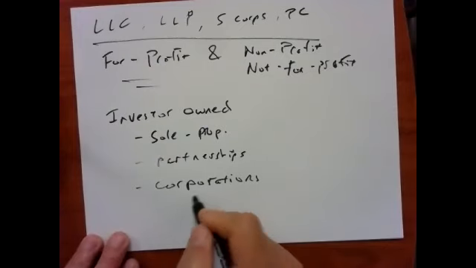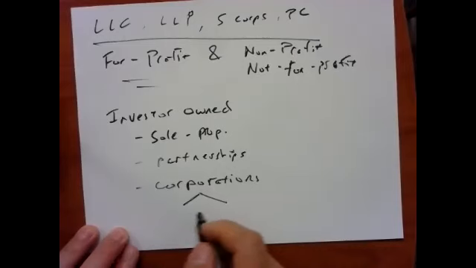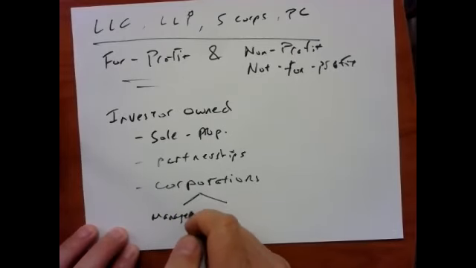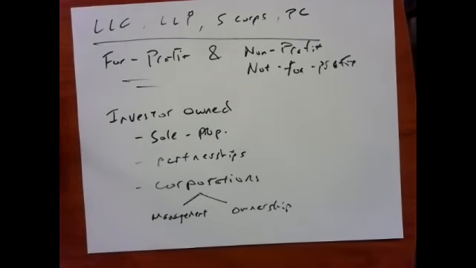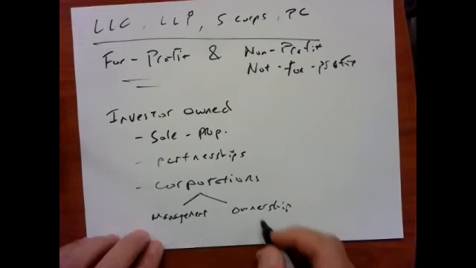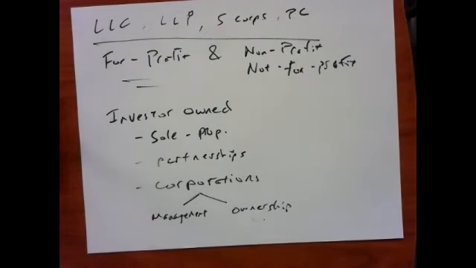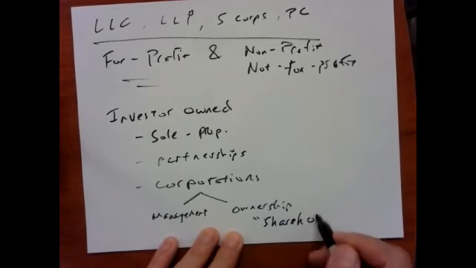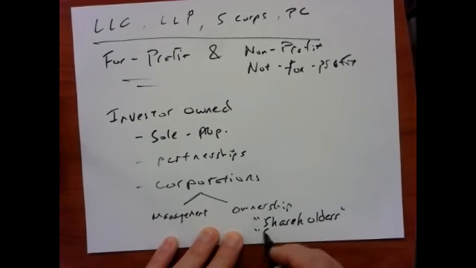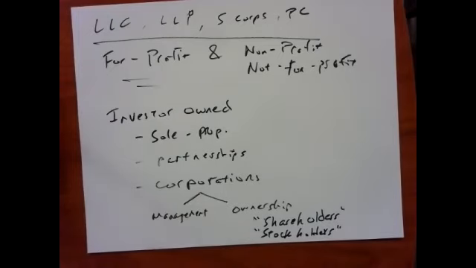So there's a difference, a separation, between management and the owners. The owners of corporations are called shareholders or stockholders, because what they own are shares of stock in the company.